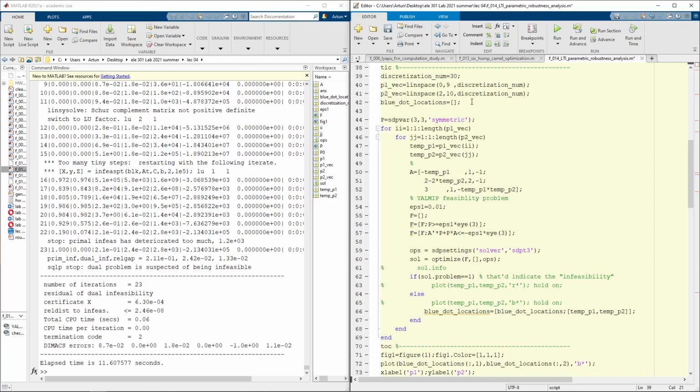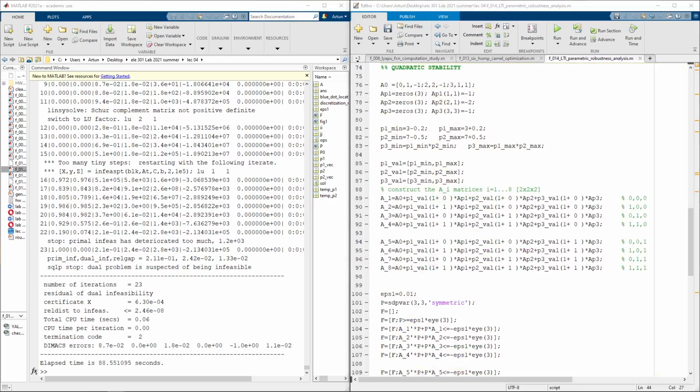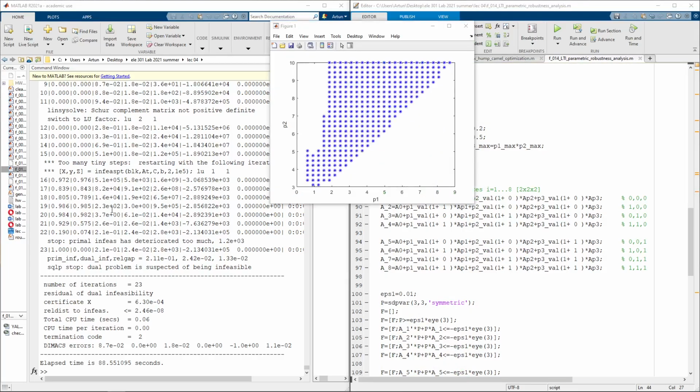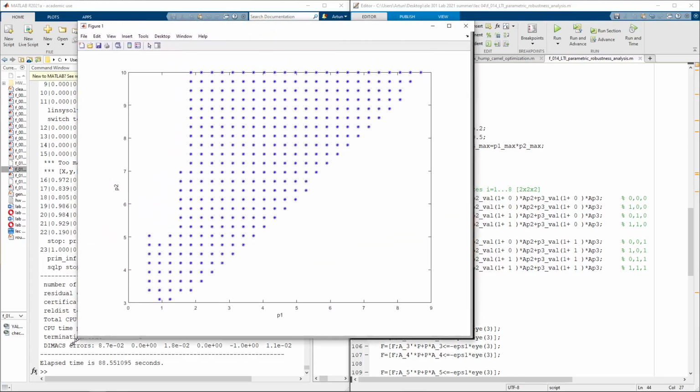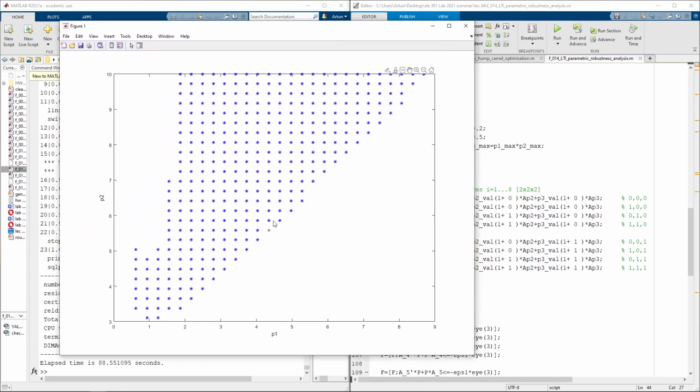I'm going to make it 30. Okay, and I'm going to pause here. After 88 seconds, we basically generated this plot, and here we can see the parameter values. For example, for this given parameter value, our system is stable, right? Okay, and this plot basically signifies this.